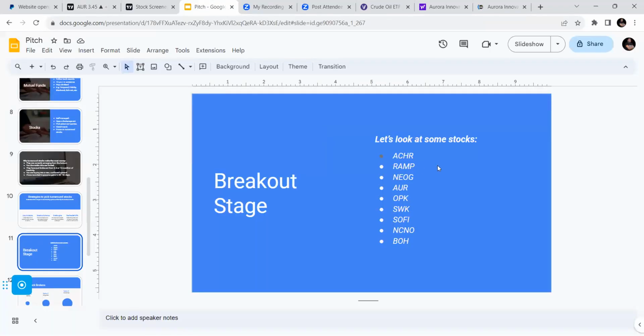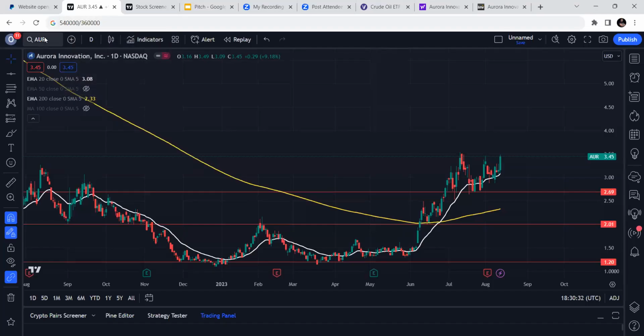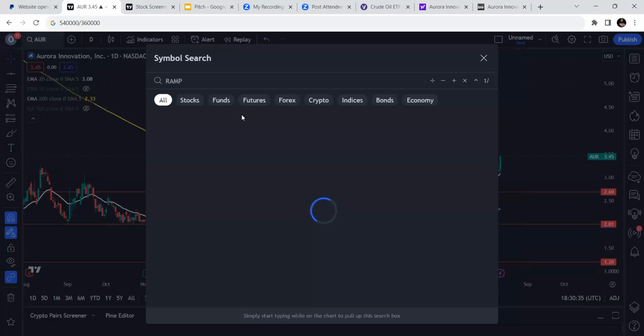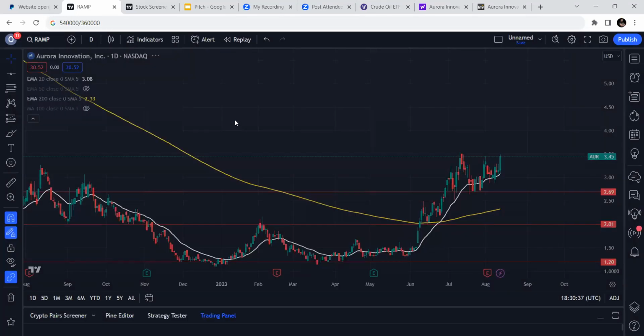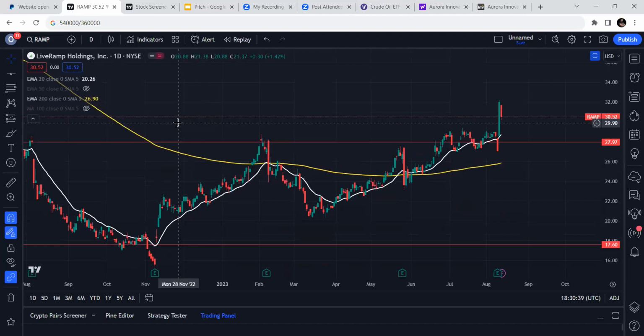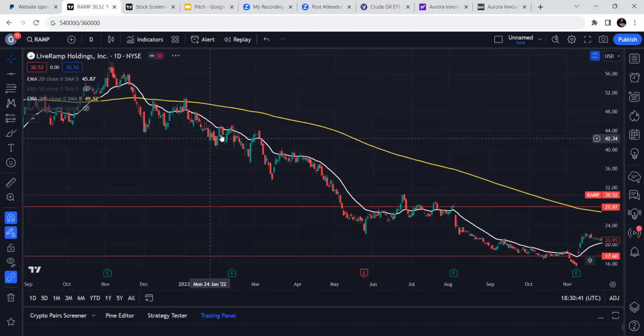So let's look at other stock. RMP. RMP is not a buy. The only stock that is a buy right now is AUR. So let's look at other stock. I'm looking at other stock to just explain to you how understanding the first stages in a stock life cycle is very important. Look at RMP.